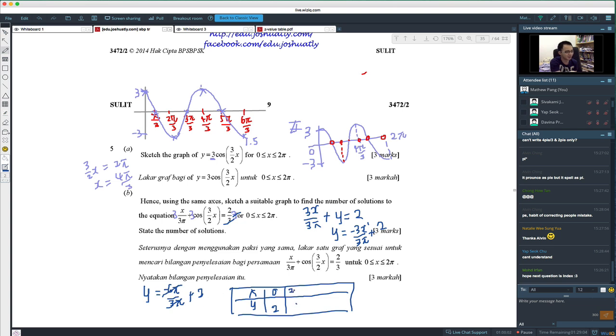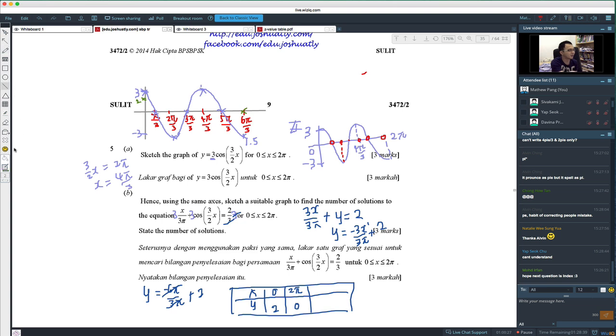So if I have this, I plot the points onto the diagram. Maybe I use green color. Okay, so when x is 0, y is 2. So I assume 2 is somewhere here. This one is 2. And x is 2 pi, y is 0. At 2 pi, you will stop at 0. It's somewhere here. Then I will draw the straight line.